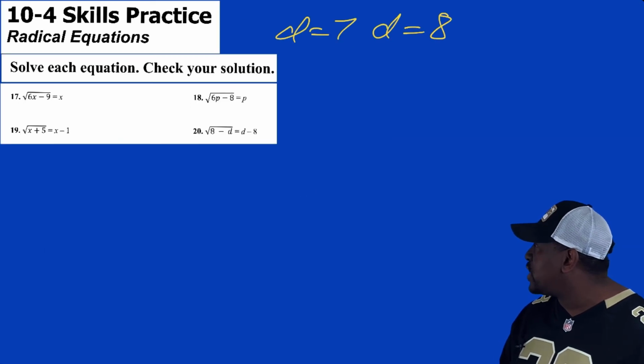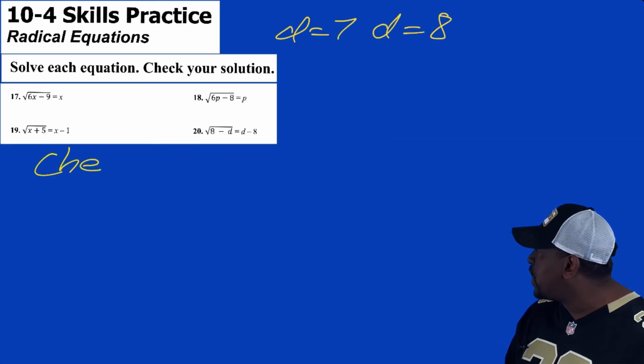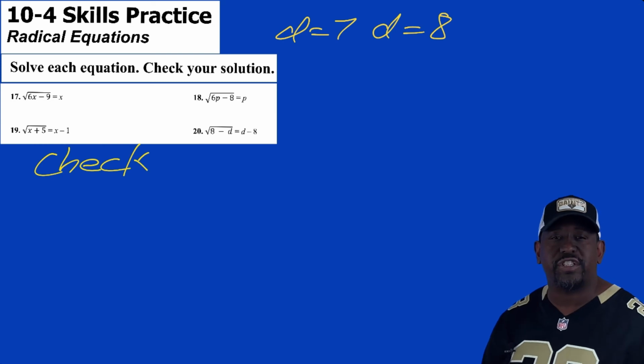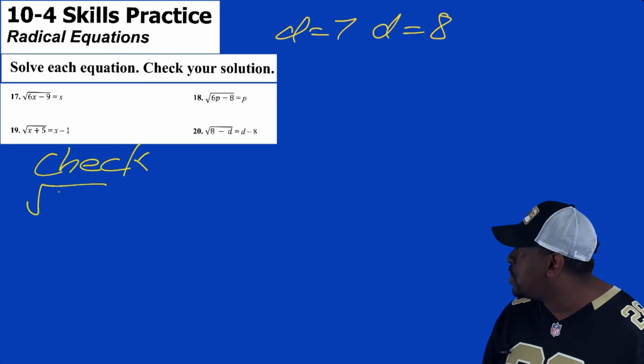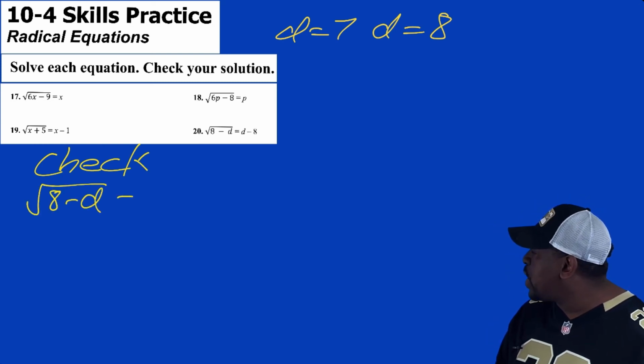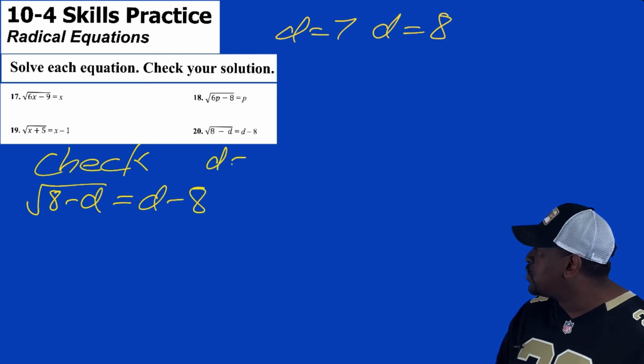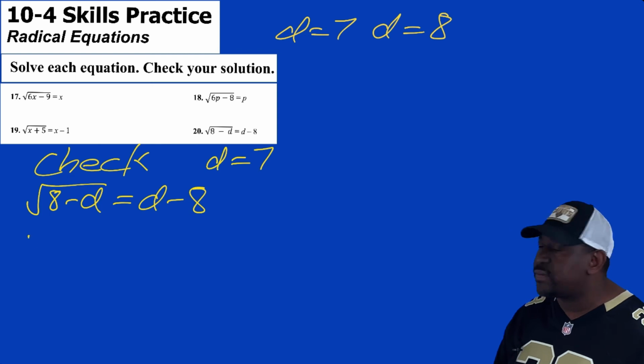So we write those at the top. We get rid of our work from before. Now we're going to start to check our solutions. We write the original equation, square root of 8 minus d equals d minus 8. We will start with the value of 7.